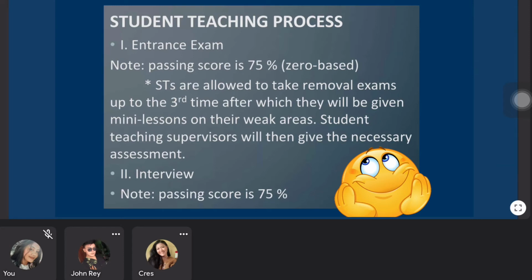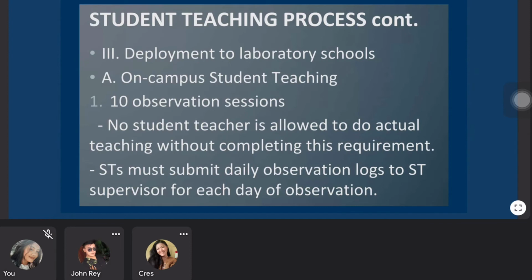Ang removal exams will be given three chances. So at least we have three chances if we fail, and we will be given mini lessons and then a necessary assessment. So this is very helpful. Okay, but hopefully we will all pass. Next, we have the interview, which is also the passing score is 75%. And next, we have the deployment to laboratory schools.